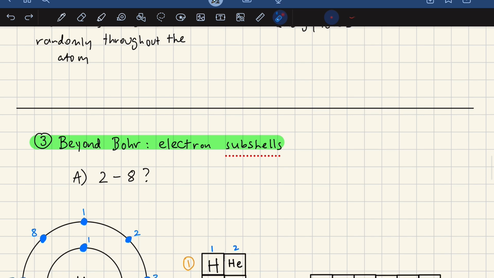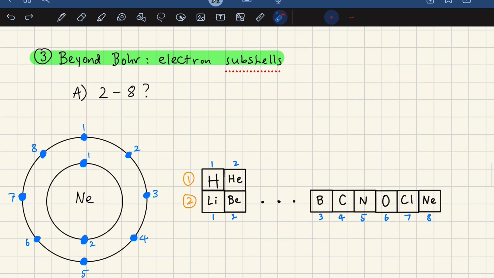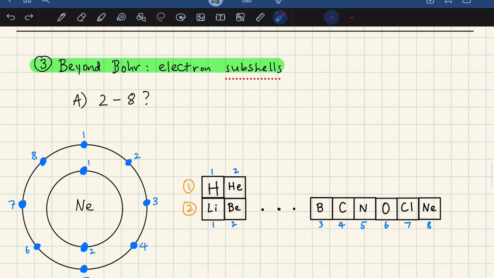So going one more step beyond Bohr, how do we refine this a little bit? Let's look at neon for an example. It's an atom with 10 electrons, which you can see in the periodic table, which the Bohr model breaks into 2 electron energy shells.